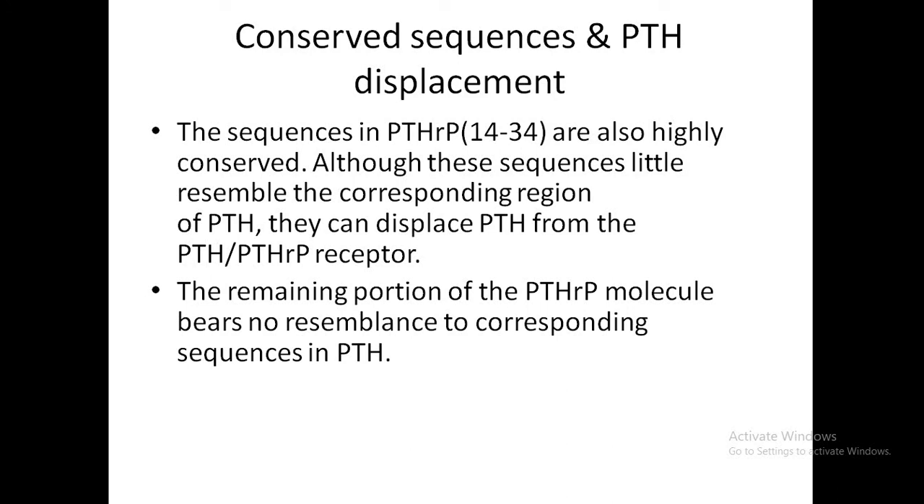Conserved sequences and PTH displacement. The sequences in the PTHrP, especially 14 to 34, are highly conserved, and even though these sequences have little resemblance with the corresponding region of the PTH, they can displace the PTH from the PTH receptor, and so it can cause PTH-like activity by this displacement. The remaining portion of the PTHrP molecule bears no resemblance to the corresponding sequences in PTH.